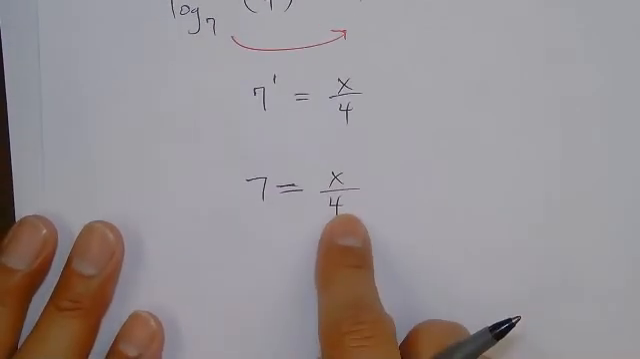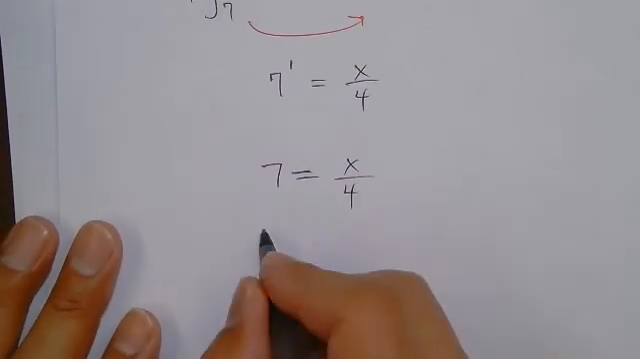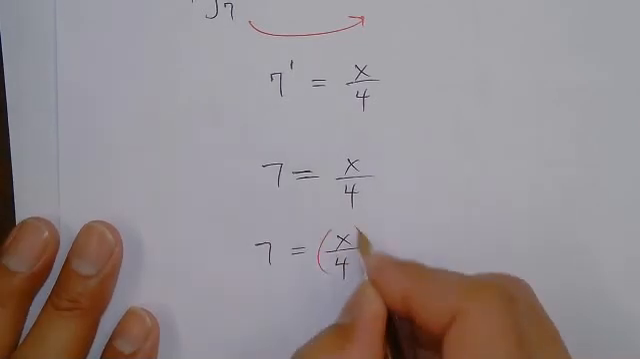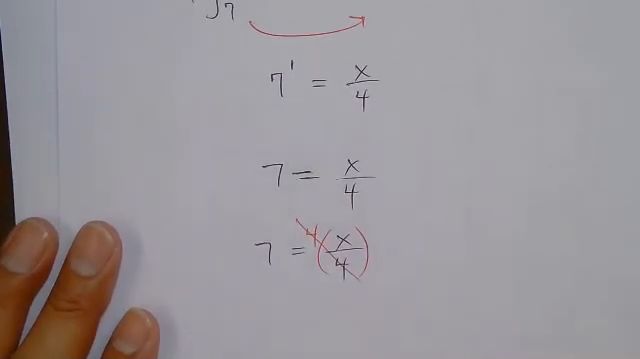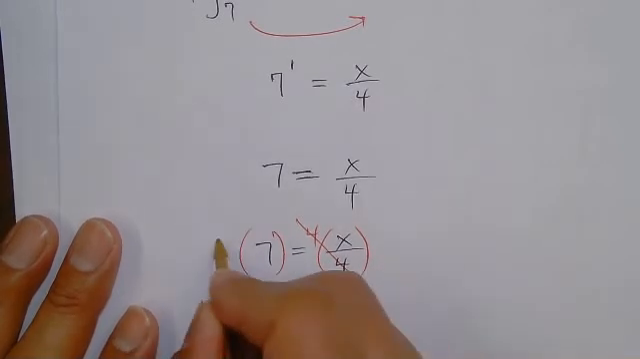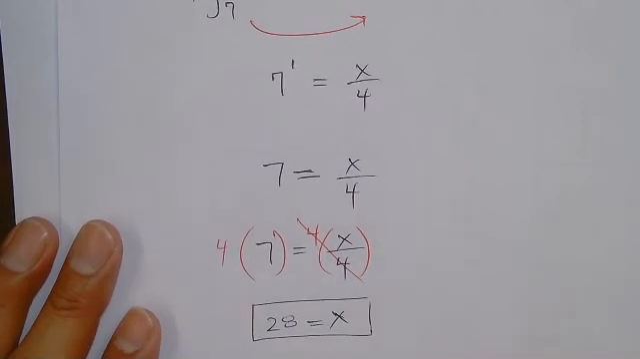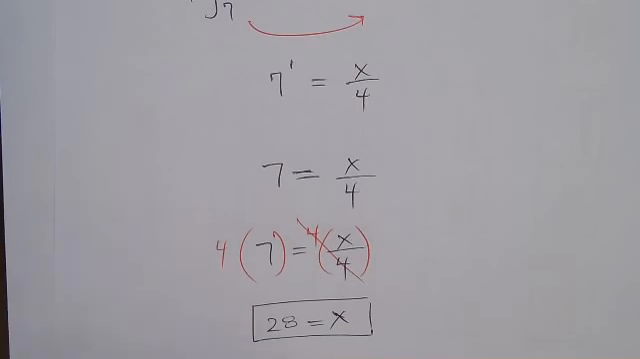Anybody remember how to solve an equation like this where there's a fraction? Anybody know how to do that? We don't want fractions, so we know how to do something to get rid of this. We can multiply by what? 4, right? But whatever you do to any term or any side, you got to do it to all terms on all sides. So if I multiply this by 4, I multiply this by 4. Answer is going to be what? x equals 28.